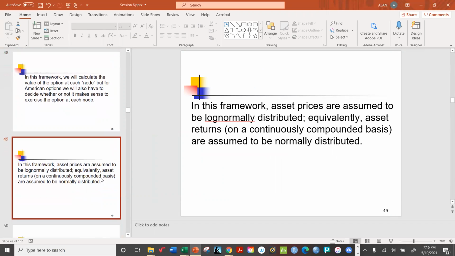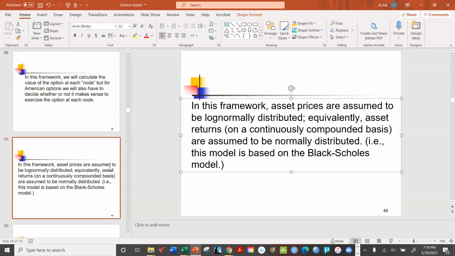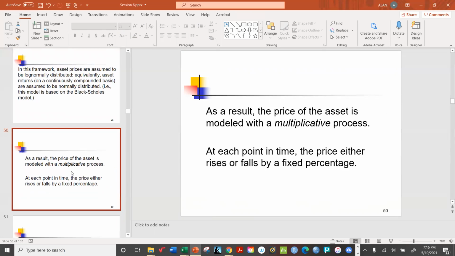Now, we're making the same assumptions. Just want to throw that in there. They're keeping the same assumptions as Black-Scholes. And so each time the stock goes up or down, it goes up by a fixed percentage.